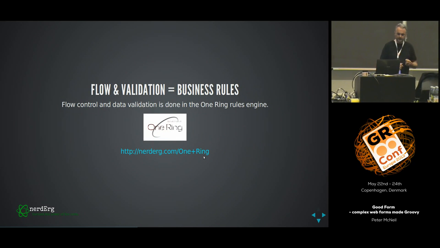The second thing we do is that we treat the flow and the validation as business rules. And to do this, we put it in a rules engine, and that rules engine is OneRing, which is something we've also written. And OneRing is a scripting rules engine service. Has anyone seen OneRing or looked at it at all? No.